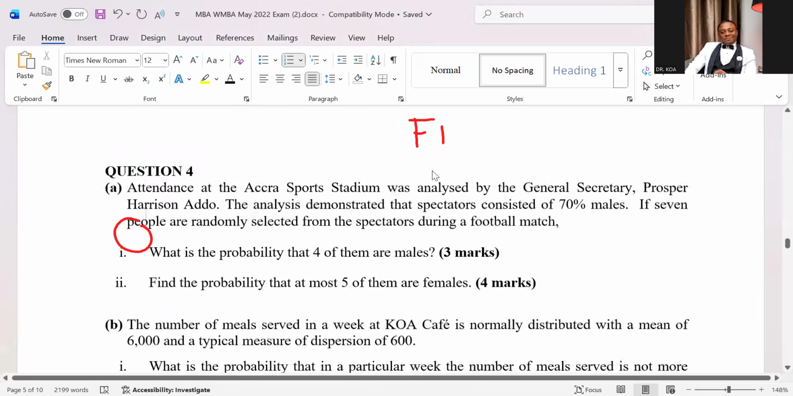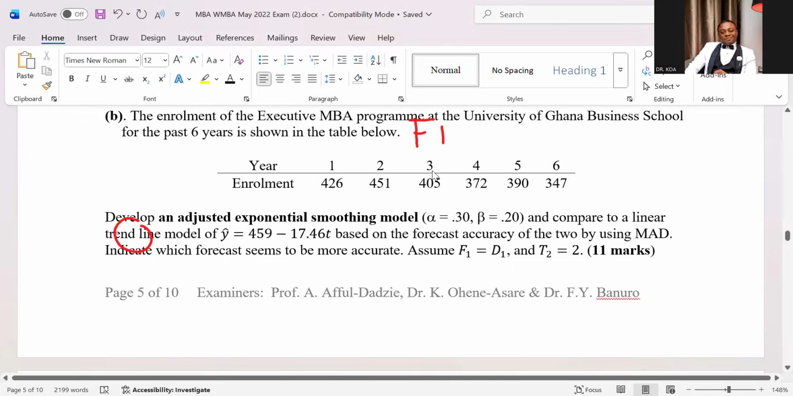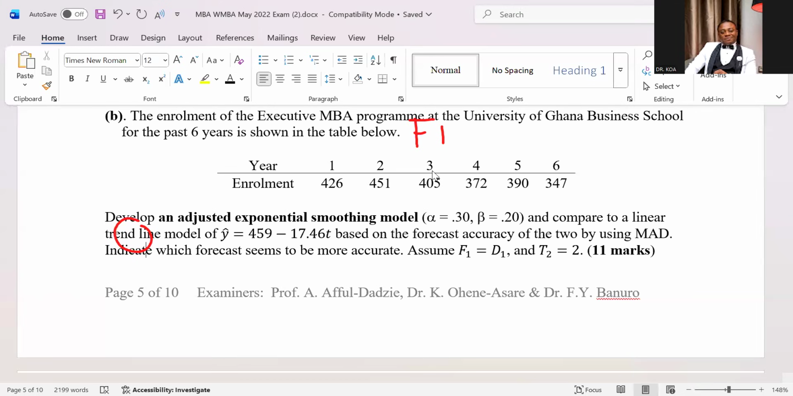What is the value of the current demand? So F1 is D1, and that is equal to what? 426. That's it. So we already now know our current forecast. Don't forget the formula. Don't forget the formula. Okay.